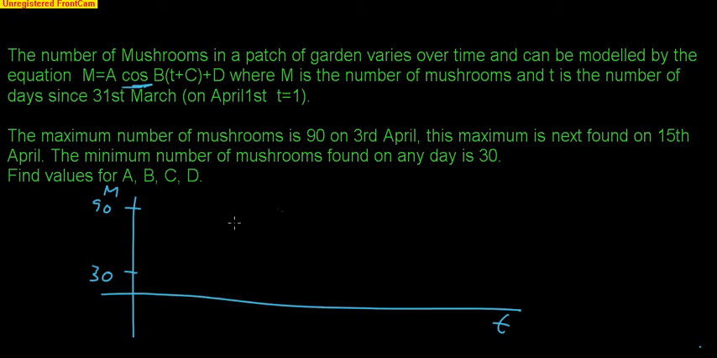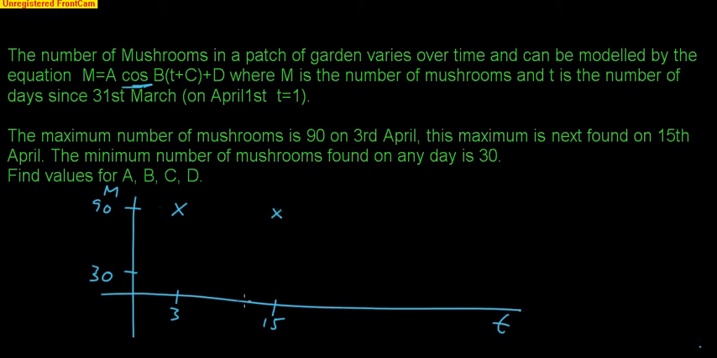Just looking at what I've got here. The number of mushrooms is 90 on the 3rd of April, so that's when T is 3. I've got a maximum of 90, so there's the first point I can put on my graph. Then this maximum is next found on the 15th, so then we're up to 15, and I've got a maximum there, and the minimum number on any day is 30, so I've got that. I think I've written down everything.